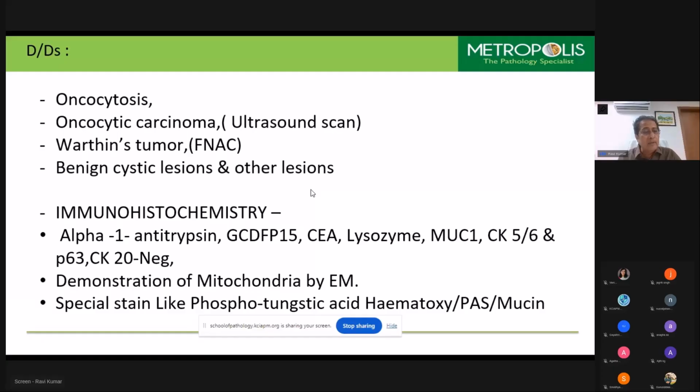Okay, that's important. They are usually multiple lesions in a particular gland. Suppose you take a salivary gland, you're taking it for something else. You may see some areas containing some oncocytes, a few areas. So that's how we look at oncocytosis.